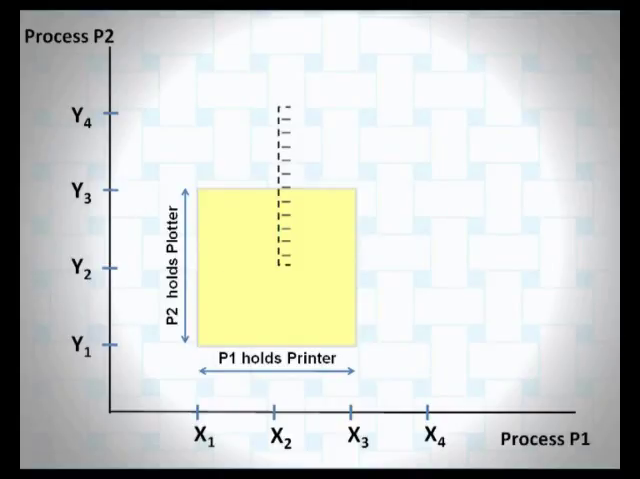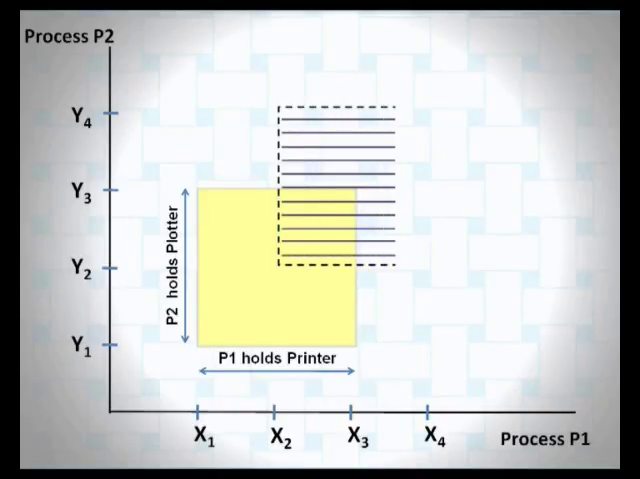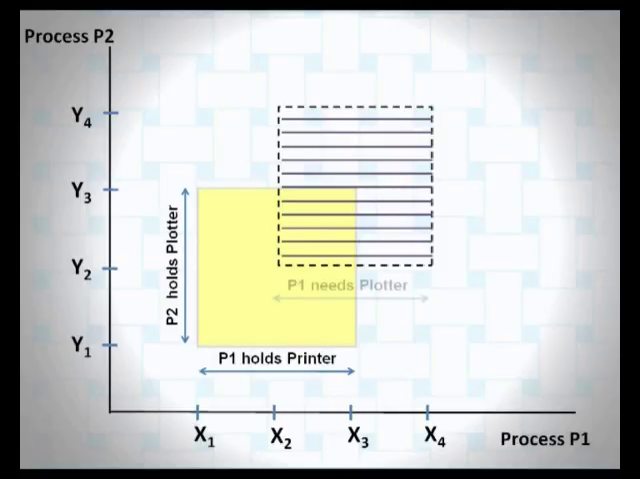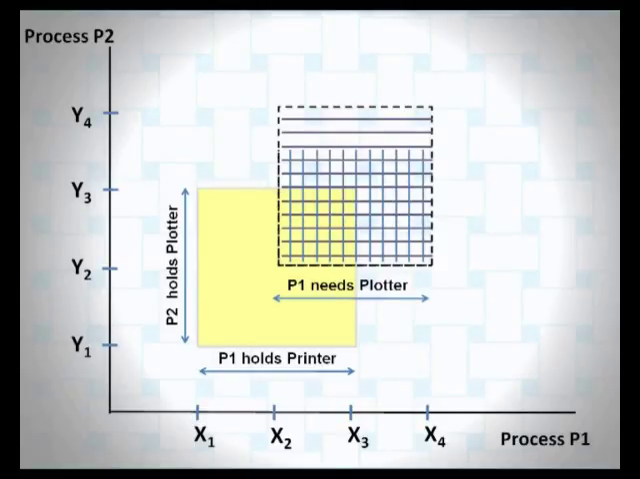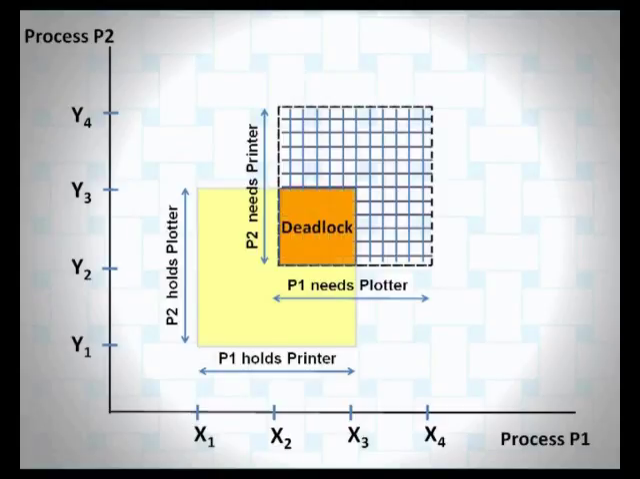Now, if P1 needs the plotter from time, say x2 to x4, and at the same time P2 needs the printer from time, say y2 to y4, it results in conflict in using the resources. The region bounded by x2, x3 and y2, y3 is the segment where both processes are simultaneously wanting to access the resource held by the other, and neither of them will be allocated.